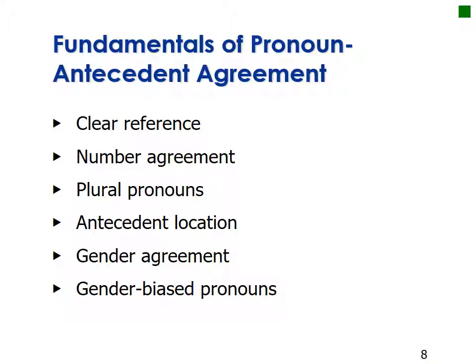Fundamentals of pronoun antecedent agreement. There are some clear guidelines to go by that you'll study in the chapter. Clear reference, number agreement, plural pronouns, antecedent location determines what you should use, gender agreement, you want to be sure of that, and gender biased pronouns, you want to be cognizant of that. So be sure, again, that you study the examples of these six areas that will help you determine antecedent agreement and what pronoun to use.